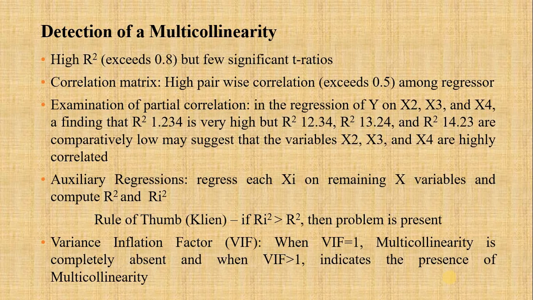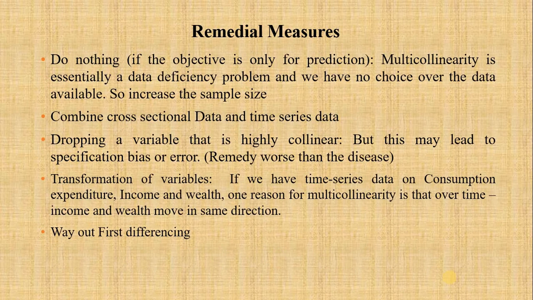If VIF is equal to 1, then multicollinearity is completely absent. Whenever the VIF is greater than 1, then the multicollinearity issue is there. Then if it is very high, then there is a high multicollinearity issue. Now if there is a multicollinearity issue, then how can we remedy it?